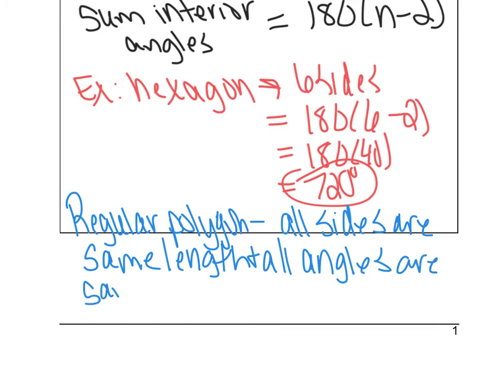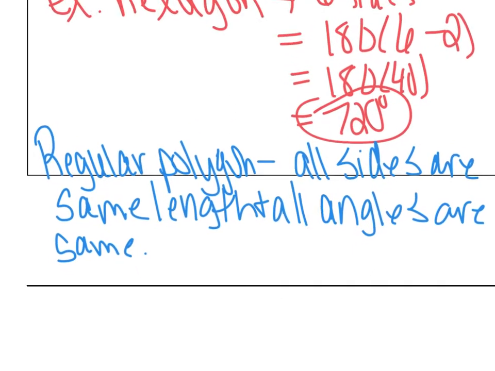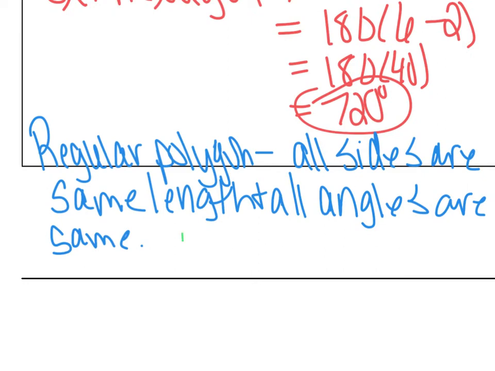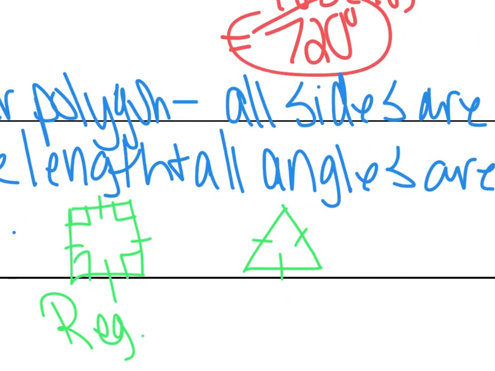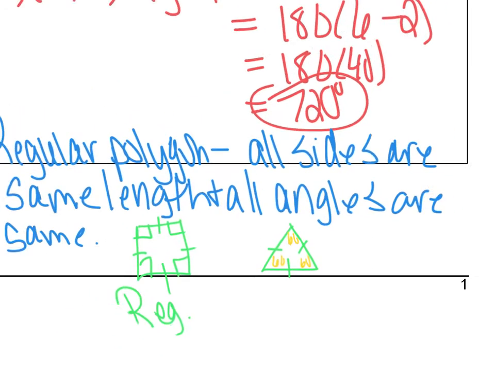So the one that you probably are most familiar with to start out with is a square. A square has all 4 sides the same and all the angles are right angles, so they're all the same as well. So a square would be a regular polygon. The other one that we've already talked about is an equilateral triangle. We know that an equilateral triangle has all the sides the same and all the angles are the same, which is 60 degrees.